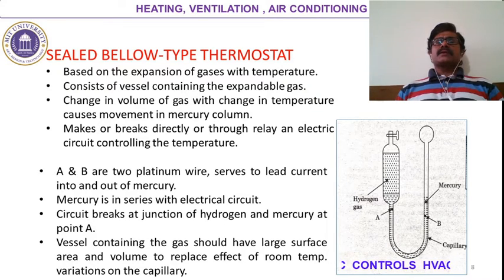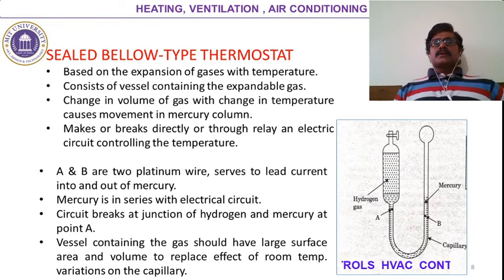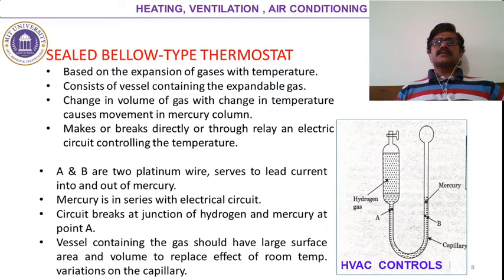You have one vessel containing expandable gas, which is hydrogen here, and on the other side, in a capillary, you have another liquid metal, which is mercury. Such a mercury column makes or breaks, directly or through a relay, an electrical circuit which controls the temperature. Now this diagram shows two platinum wires. On the left side it is A, on the right side it is B.